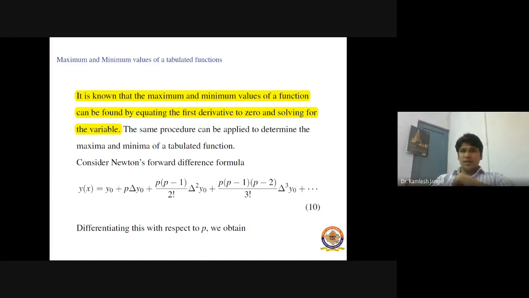So first we find the polynomial that passes through the given n plus 1 data points. To find the polynomial, we use interpolation formulas, which we have already studied. The same procedure can be applied to determine the maximum and minimum of a tabulated function. For evaluation purposes, consider Newton's forward difference formula. This formula gives the interpolating polynomial passing through the given n plus 1 data points.